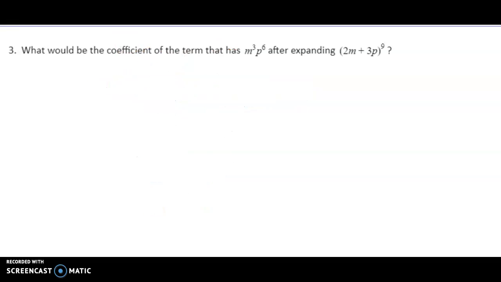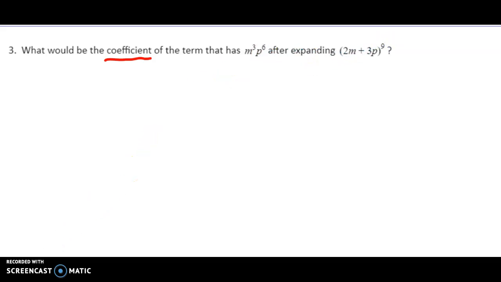All right. Now for this last example, it's just asking for the coefficient, just the number, for the term that has m to the third p to the sixth. Now we know this makes sense because, look, 3 plus 6 is 9, and 9 is the exponent here.